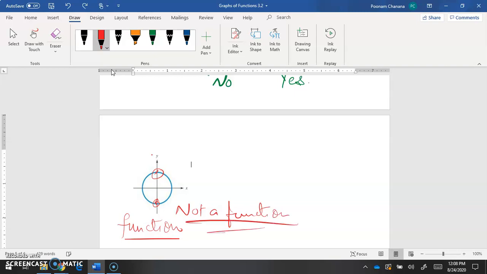Okay. So the vertical line test is an easy method to see this. Just look at the graph and imagine vertical lines going through the graph. They should not intersect the graph in more than one point. If they do, the given graph does not represent a function.